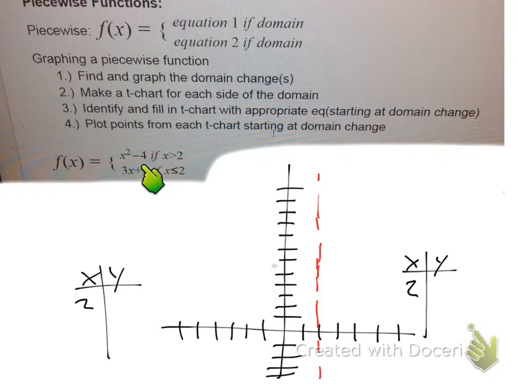x squared minus 2. It says where x is greater than 2. What side is greater than 2? That's the right side. So the right's the top one. The bottom one must be left because it's less than or equal to 2. Wait a minute. One of these is greater than, the other one is less than or equal to. So what does that mean? At 2, which one's included, which one's not? The right one included? No, the left one is.